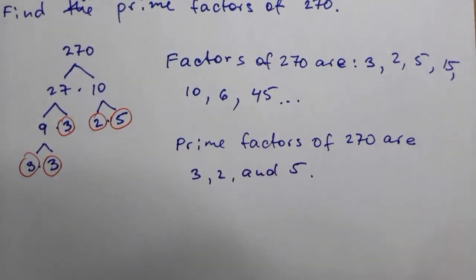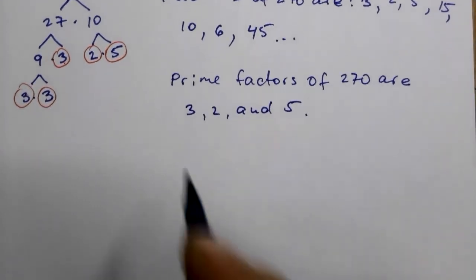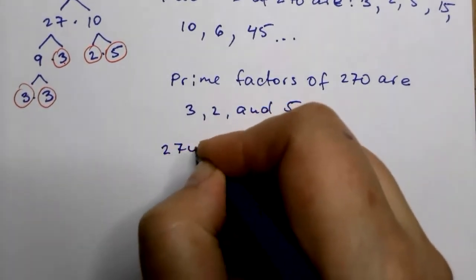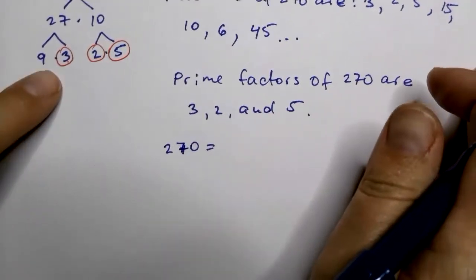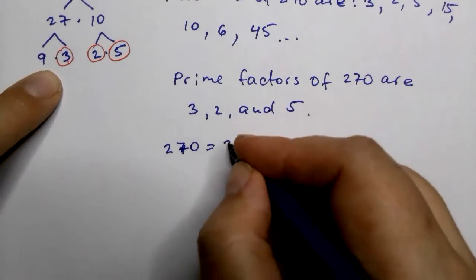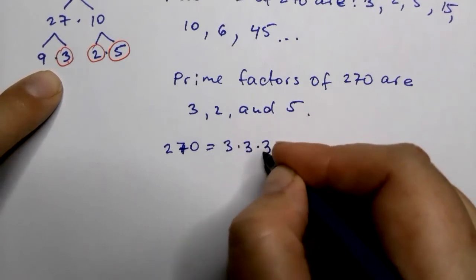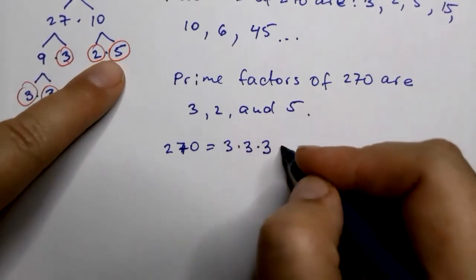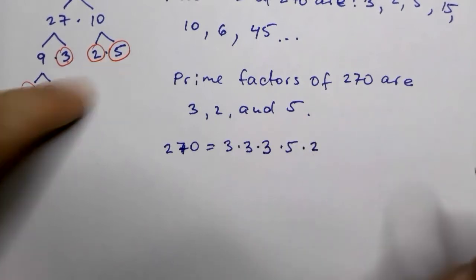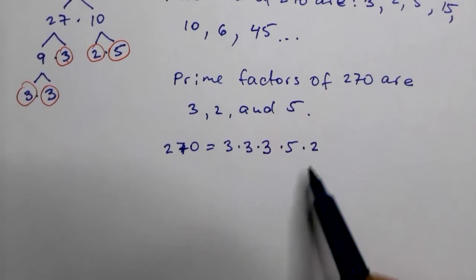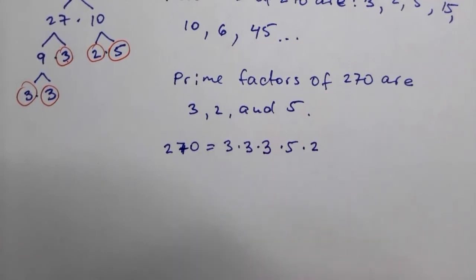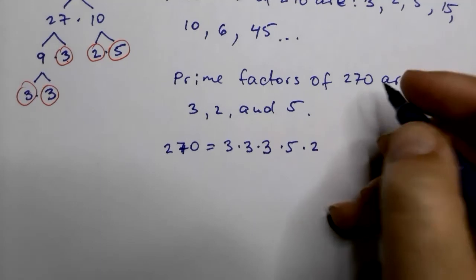But if you want to list 270 as a product of prime factors, you would have to list 3 three times. So 3 times 3 times 3, and then we had one 5, and then one 2. So that's what you list. And if you put this into a calculator, you're going to end up with 270.